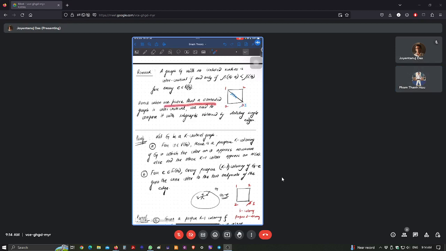When you prove that a connected graph is color critical, we can check by comparing it with any subgraph that is obtained by deleting single edges. So we have to compare the chromatic number of the subgraph obtained by deleting a single edge.